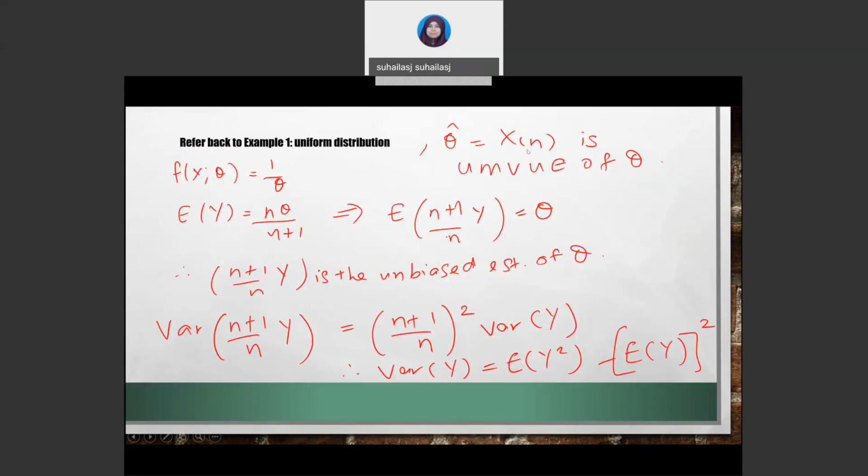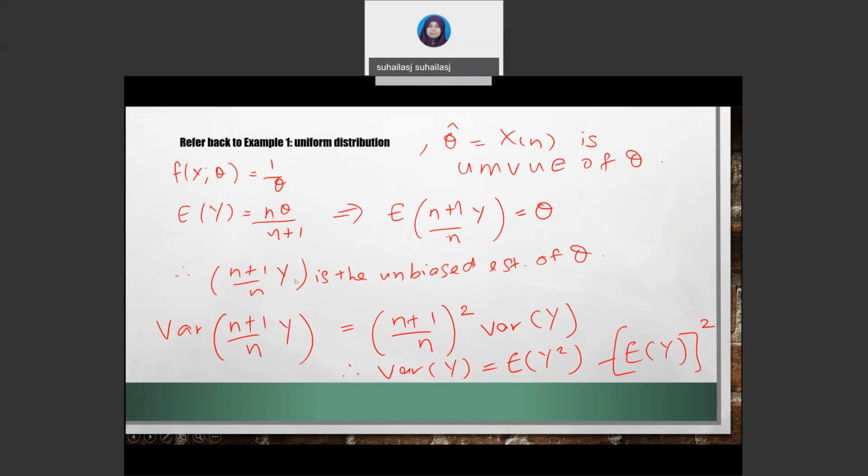Okay. So now we refer back to the first example. We already found theta hat is the largest ordered statistic, and the expected value of Y is equal to n theta over n plus 1. So how do we make it unbiased? Since n over n plus 1 is a constant, you can write the expected value of (n plus 1) over n times Y is equal to theta. So (n plus 1) over n times Y is the unbiased estimator of theta, not Y.